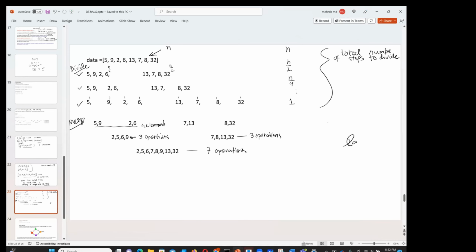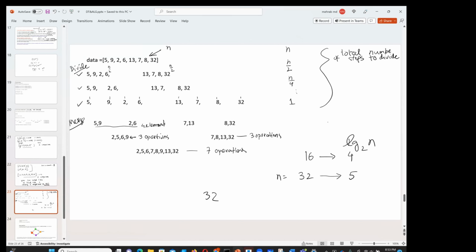Log n. Does it make sense? Yes. I guess to some of you it's not making sense, or is it making sense to everyone? So from 16, how many times do I have to divide to get to 1? 4 times, right? If my n is say 32, how many times do I have to keep dividing the list to get to a list size of 1? 5 times, right?